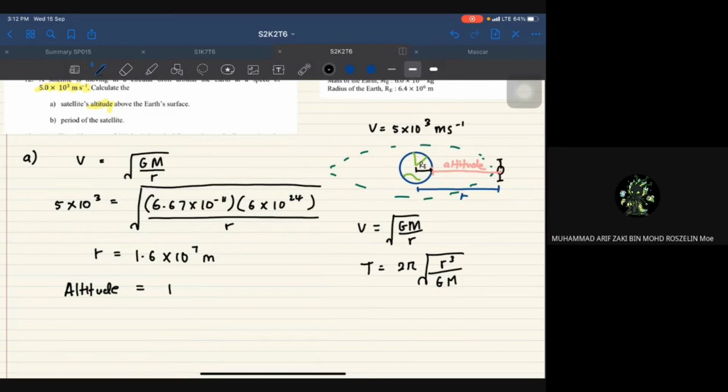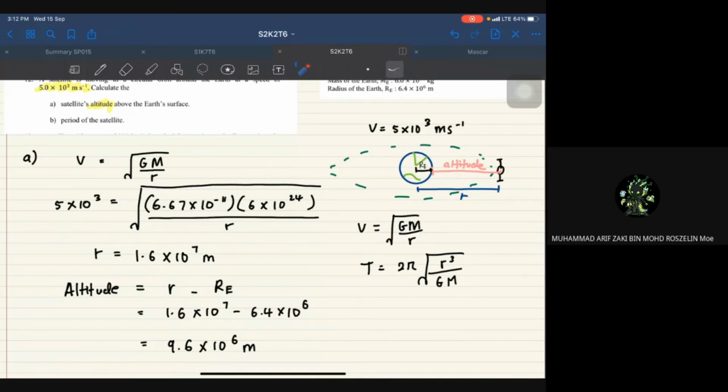So it will be R minus RE, which is the radius of the Earth. Again, that number ada dekat depan tu. So this one kamu boleh dapat 1.6. Okay. 9.6 times 10 to the power of 6 meter.